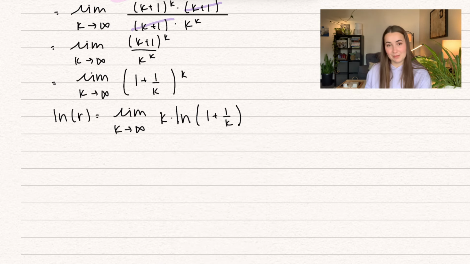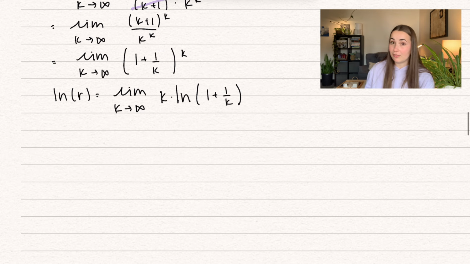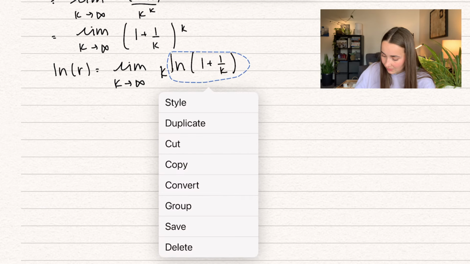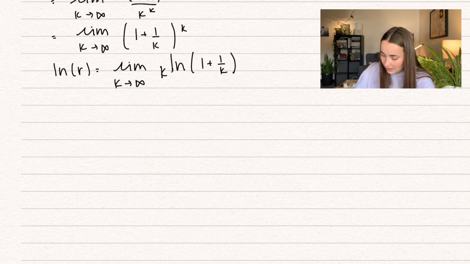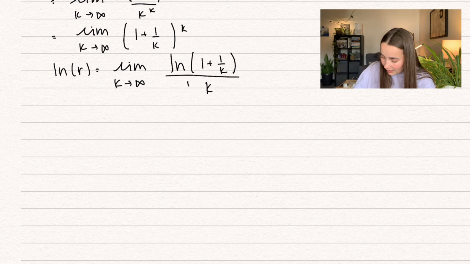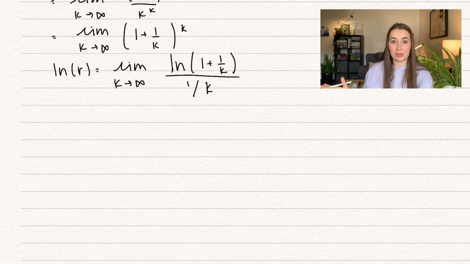So we have k times that whole thing. This is, again, not a fraction in indeterminate form, right? So I'm going to rewrite it as a fraction. I know that this numerator, I'm going to make it the numerator, is approaching 0, right? Natural log of 1 is going to be 0. And I'm going to rewrite that as divided by 1 over k. This simplifies to k times the natural log of 1 plus 1 over k.